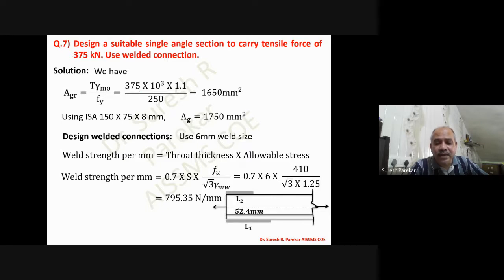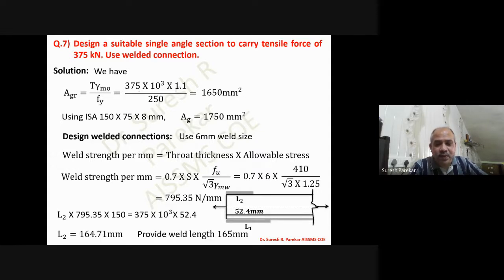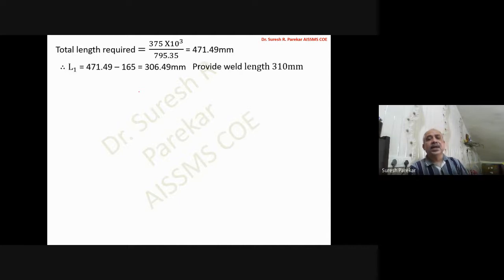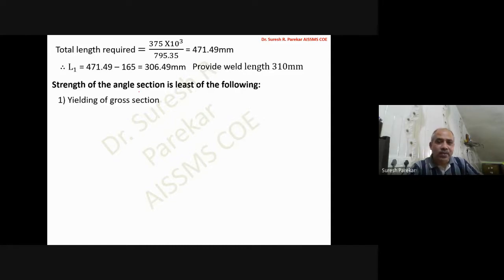Now already we have seen how to calculate values of L1 and L2. We have taken moment about L1, and that will give us the value of L2 164.71 millimeters. We will provide 165 millimeters. Now we can go to the total length of weld required, which will be force upon your weld strength per millimeter, gives us 471.49 millimeters, and we have to go for L1 as 306.49, and that will provide 310 millimeter.